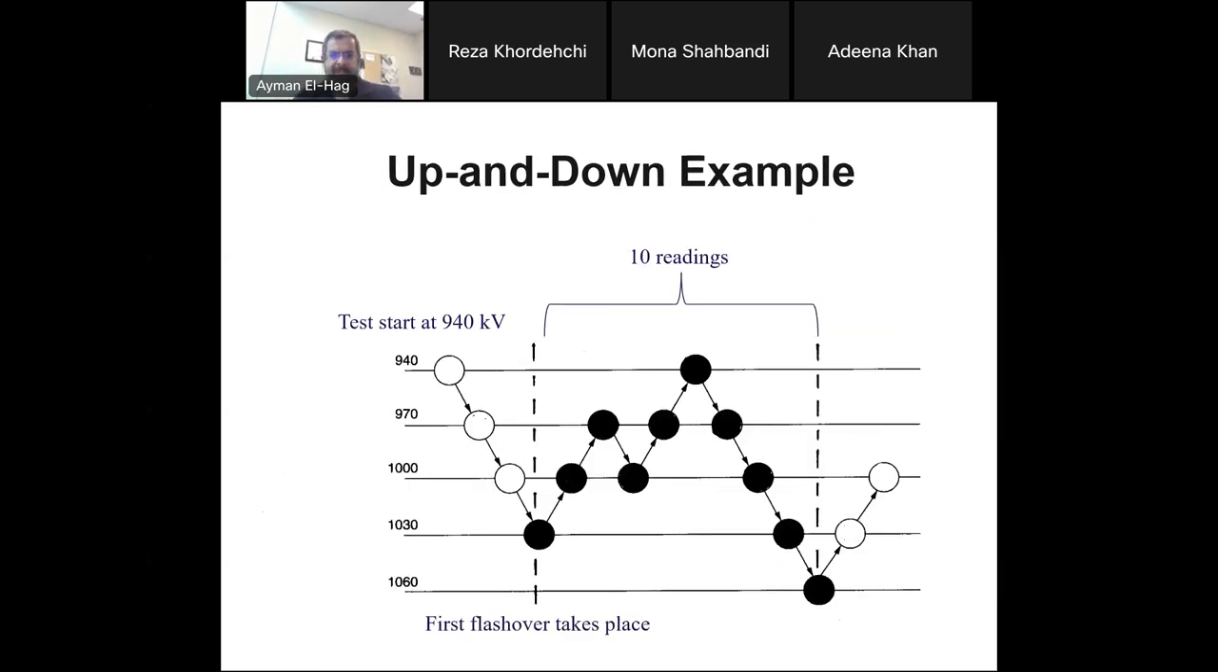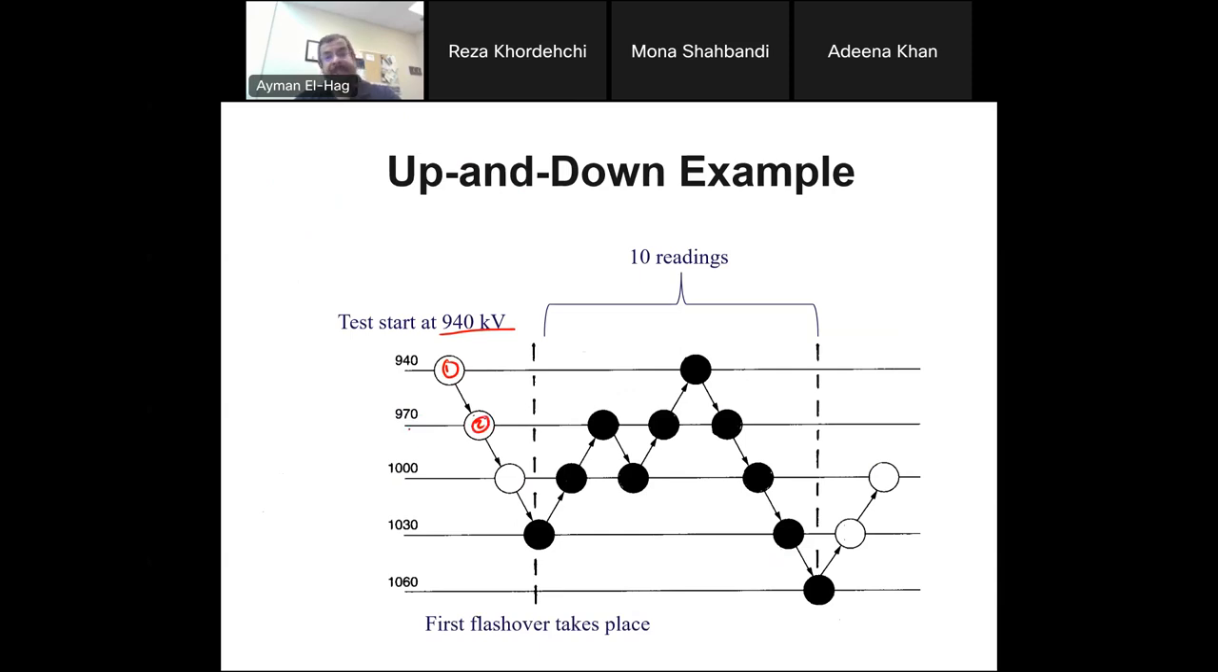Okay, so let's see here. This is the up and down, this is an example. We start at 940 kilovolt, so this is the first one. Now there is no problem, no flashover. So we increase by delta V. The delta V is 30 kilovolt. So we tested, this is the second test, at 970 kilovolt.